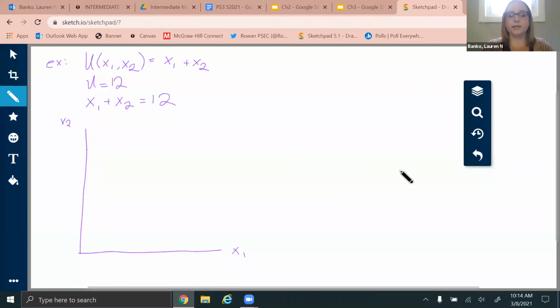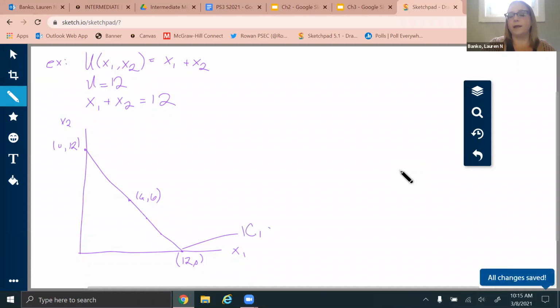So what this does is we can create this indifference curve, and it's made up of all of these different points that we just said. This is like 12 and 0, and 0 and 12 here, 6 and 6 in the middle. All of these points that we said are on this indifference curve. So I'll call this IC1, indifference curve 1, and that is where utility is equal to 12.